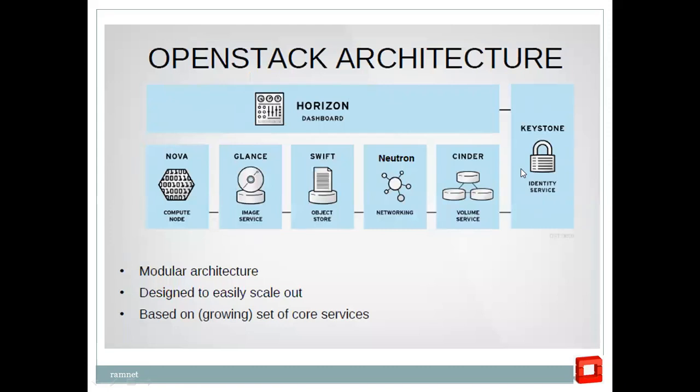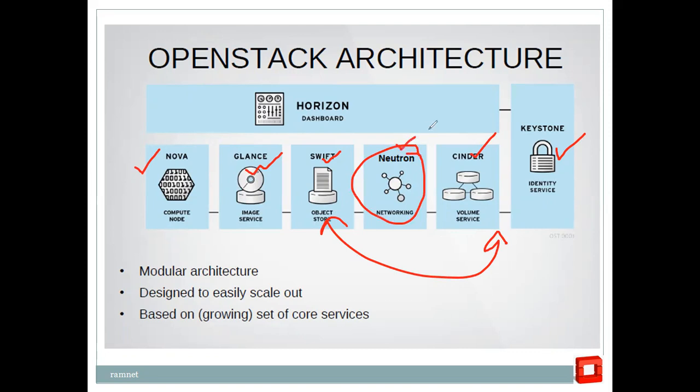OpenStack architecture. This is the overall architecture diagram. You see Keystone, the identity service. Then Nova, that is the compute node. Glance, it is an image service. Swift and Cinder are the object storage and the volume storage. Then Neutron provides the network. Simple. And to see everything, we will have the Horizon dashboard.